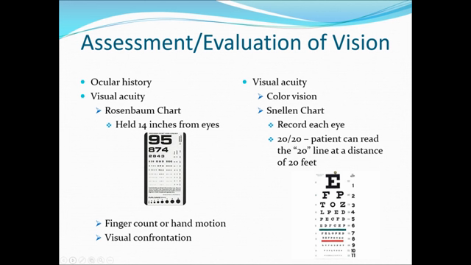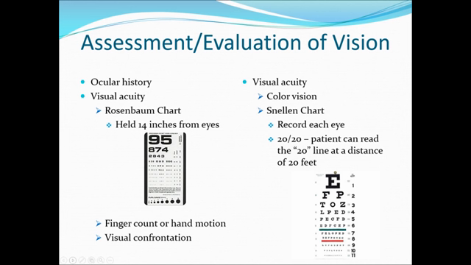You can also assess visual acuity with a finger count or a hand motion, and also looking at visual confrontation. This is important. Visual confrontation is a way to grossly evaluate peripheral vision. Okay, some of the disorders that we talk about, they might lose central vision, they might lose peripheral vision, so it's very important to get an idea of what their status is.